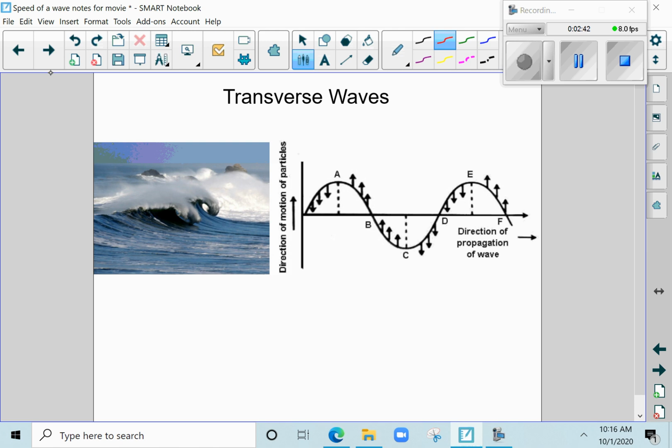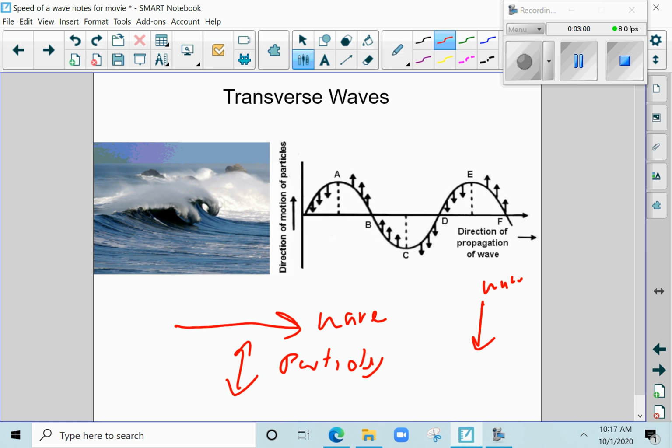However, in a transverse wave, like a water wave, the particles move perpendicular to the wave. So as the wave is moving in this direction, the particles move up and down. Or if the wave is moving this way, the particles would be moving right and left. It's not that the particles move up and down, it's that they are perpendicular to the motion of the wave itself.